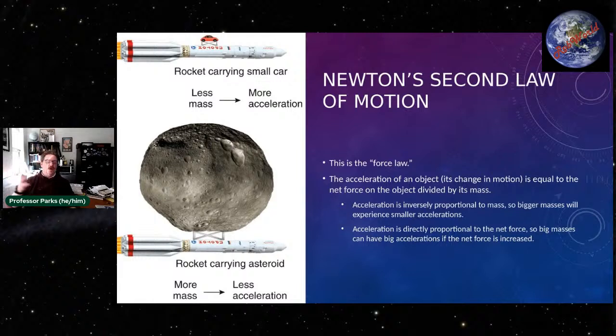Now, I can think of two different formulations for it. The most famous of which is F equals ma. Now, I want folks to take a second and really try to conceptualize this, because to me it's amazingly powerful.